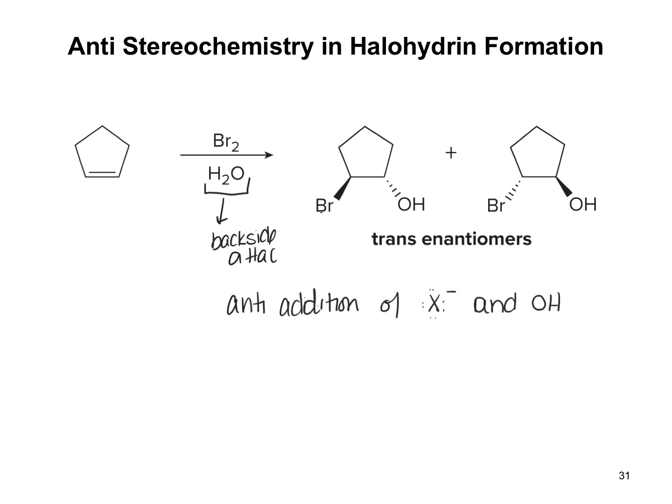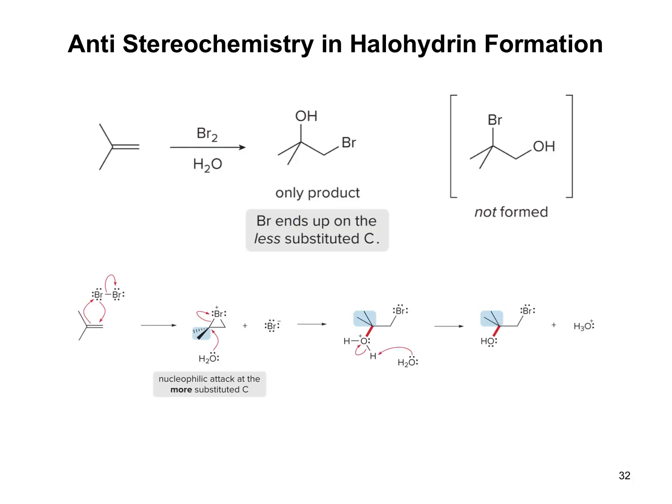Sorry, in the OH, it occurs in an anti-fashion. And so what that means is you get both of those trans enantiomers. Now, notice this is a symmetric example. And so maybe the burning question in your heart is, what about an unsymmetric alkene? And I'm so glad you asked.